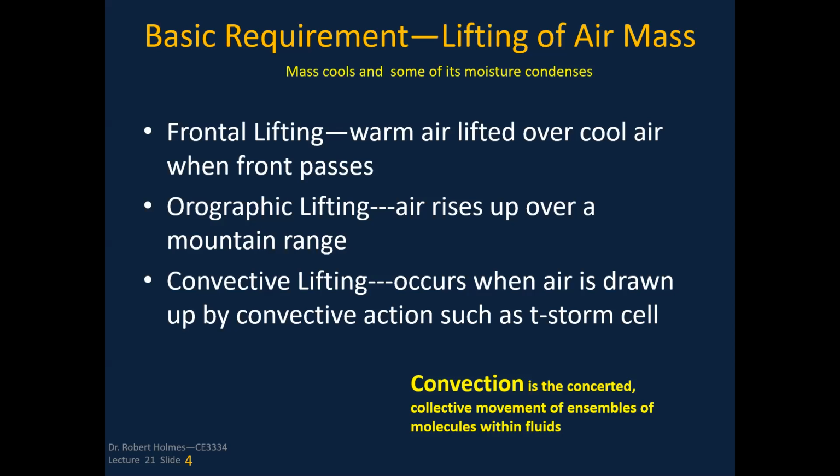So we have three different types of lifting. We've got frontal lifting, which occurs when warm air is lifting over the top of cool air when a front passes. We've got orographic lifting, which happens when air rises up over a mountain range. And then we have convective lifting, which is what happens when you get heating and the air is drawn up by convective action, such as in a thunderstorm cell.